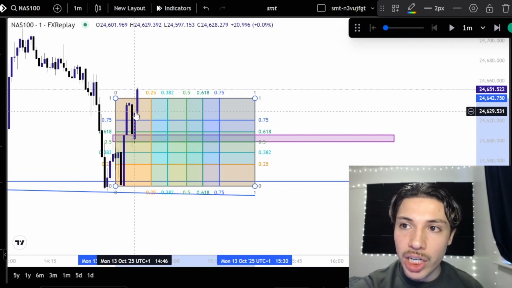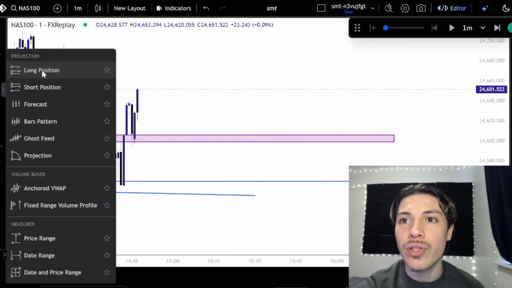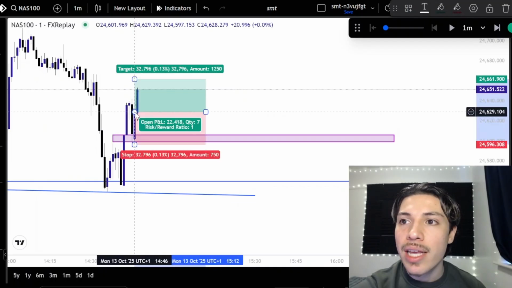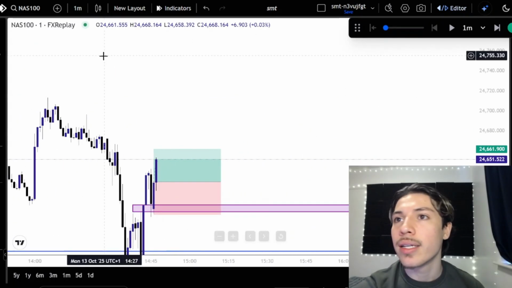We then get this rejection candle, bang. That is my exact area of execution. So that is where I would look for buys if I was following my exact entry model. Now, where am I going to look to target?